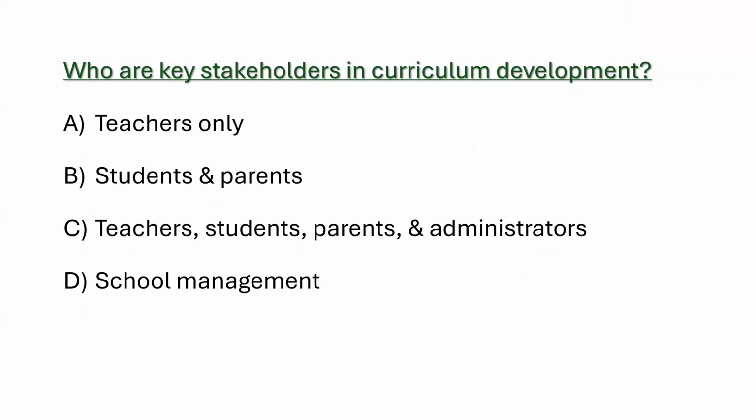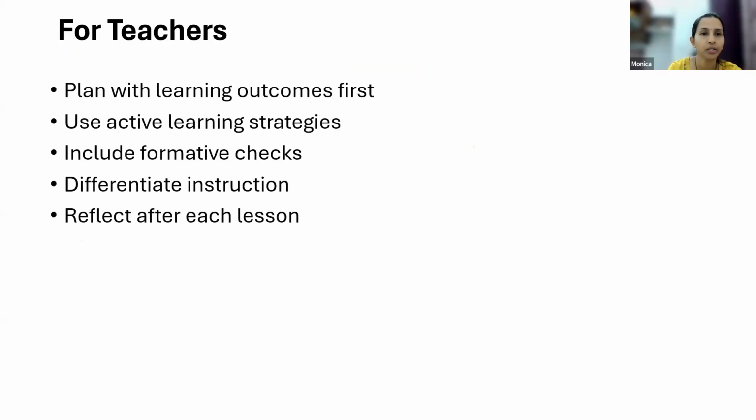Ma'am, it's C. Teachers, students, parents, and administrators. Yeah, so it is not only teachers, it is the teachers, students, parents, and administrators. So once the teacher makes a curriculum mapping, it should be checked by the administrators also. If the administrators are not aware of what the teacher is going to do for the students, then the planning is a waste of time. So for teachers, we have to plan with learning outcomes first and use active learning strategies. A lot of activities, and then include some formative checks, some formative assessment in between the teaching, and differentiated teaching strategies for the students. And then for the reflection after each lesson, we can check using some of the assessments I have shown you.